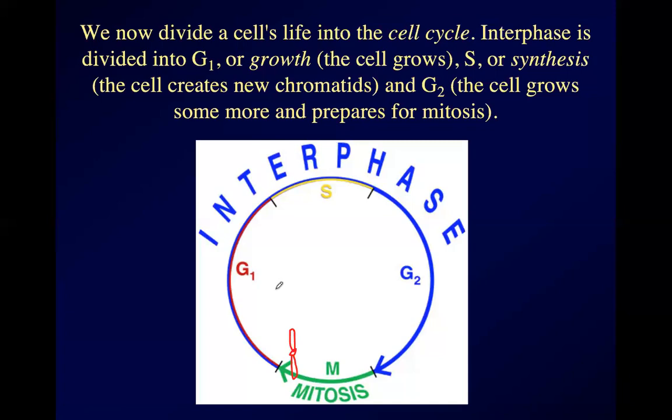So there's this time period where the cell just hangs out. That's followed by the S phase, a time in which the cell somehow, we can't see what it's doing yet, we will, but we can't see it yet, must somehow magically create new chromatids. And then after the S phase comes a stage called G2, where the cell will grow some more and prepare to go into mitosis.